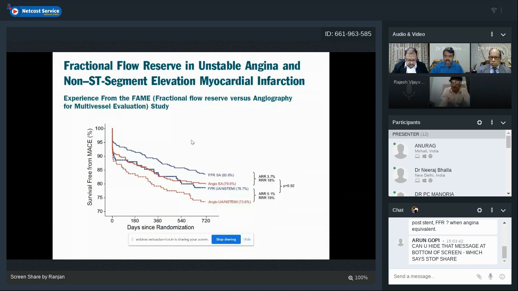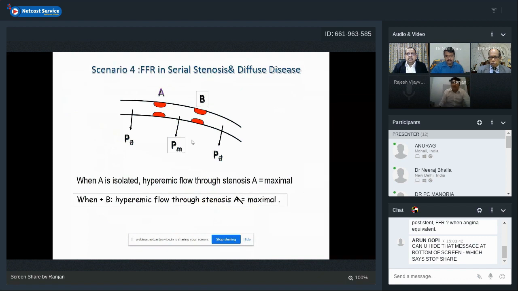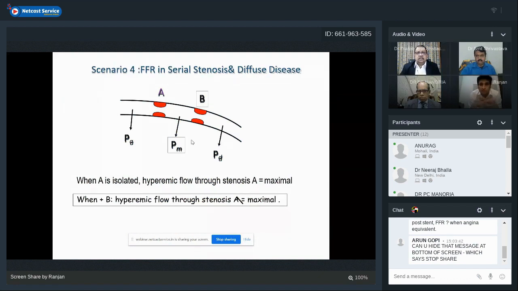You could use FFR. So the only rule is STEMI first 5 days, a negative FFR does not have a role, whereas a positive has a role. Now, what do we do for serial lesions? This is something I think we see very frequently because coronaries are not as pristine as we want them to be. Almost always there are one or two lesions.